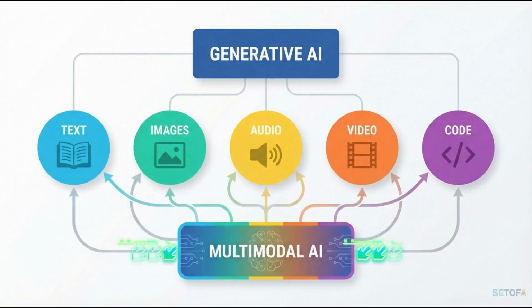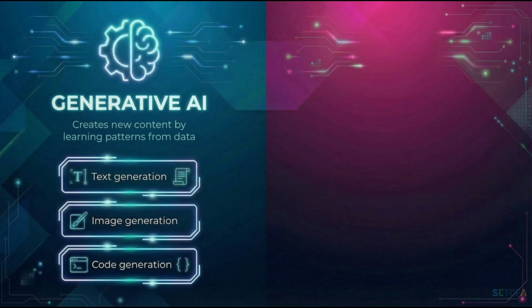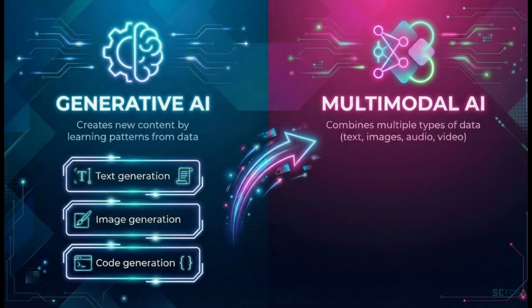Generative AI creates new content by learning patterns from data. Multimodal AI is one of its most advanced forms. It takes things further by combining different types of data into a single system. Generative AI is the foundation. It's the technology that learns patterns from data and creates new content, whether that's music, text, image, or code. Now, let's look at how multimodal AI takes this further.